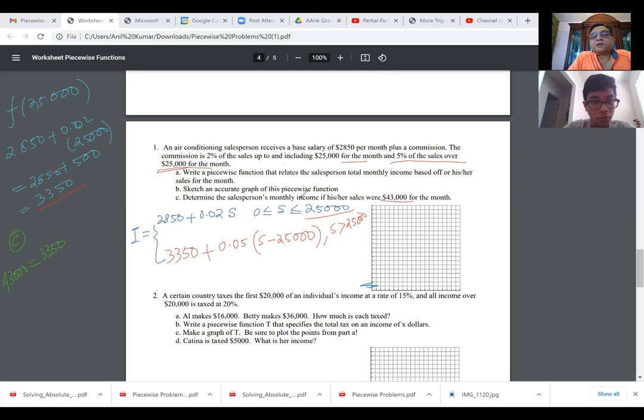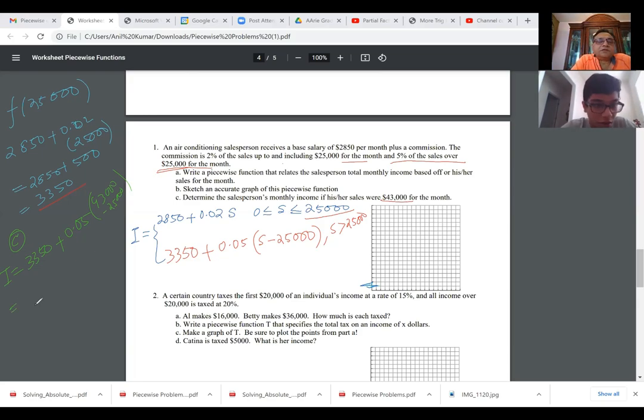Determine the salesperson's monthly income if his or her sales were. Oh, that is the sales amount. Oh, sorry. We have to find the income, right? Sorry, this is the sales. Yeah, that is what I was thinking. Something was wrong. So 3,350 plus 0.05 times the difference of 43,000 and 25,000. What do you get?